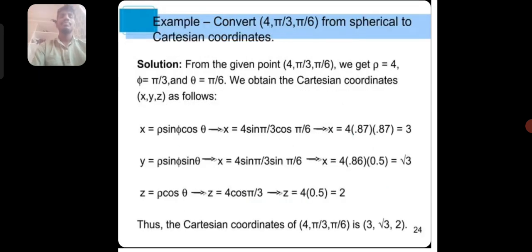And next, example: convert the point (4, pi by 3, pi by 6) from spherical to Cartesian coordinates. You can use the formulas with the given point, and we obtain the Cartesian coordinates. By following the formulas, we get the Cartesian coordinates for (4, pi by 3, pi by 6): root 3, 3, 2.